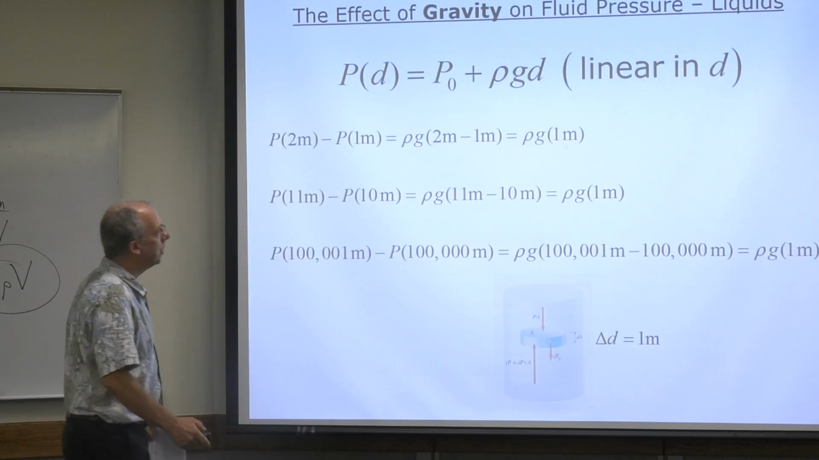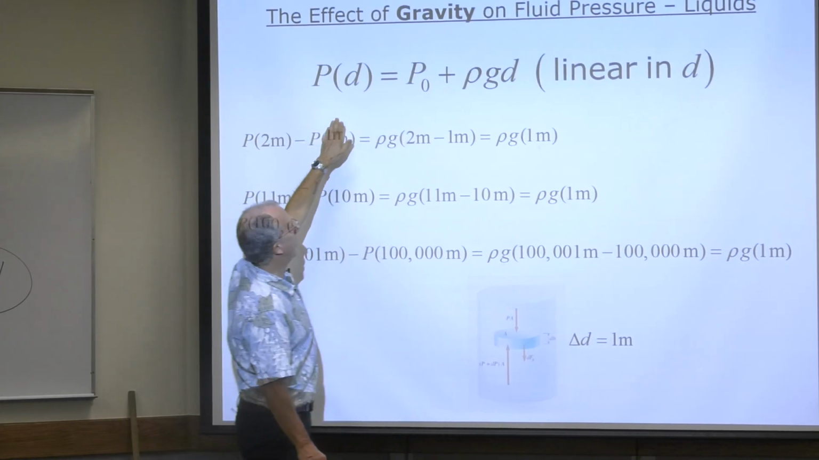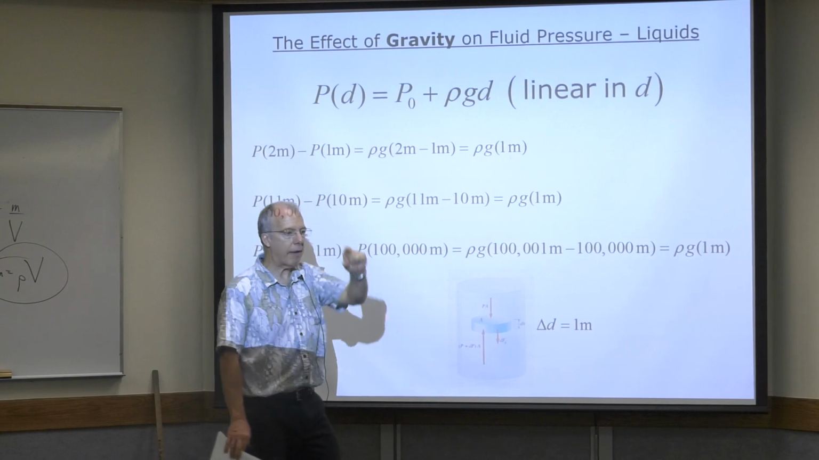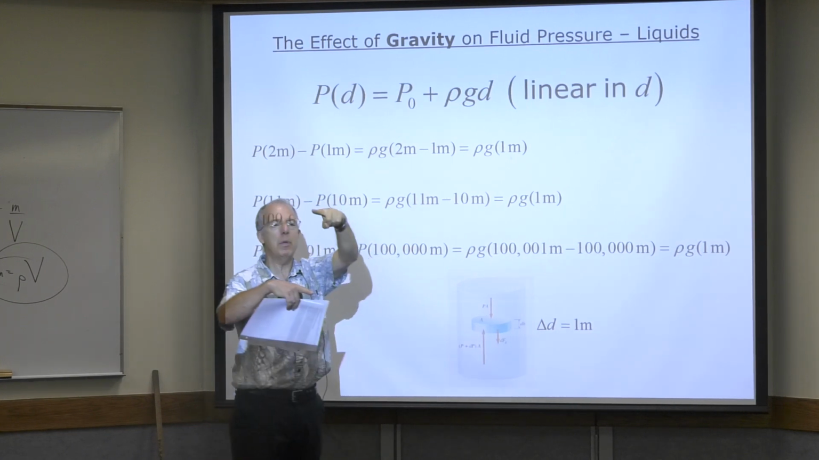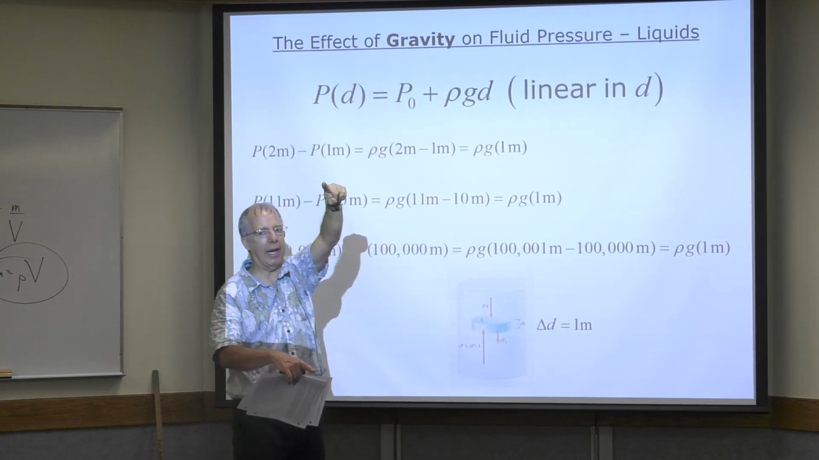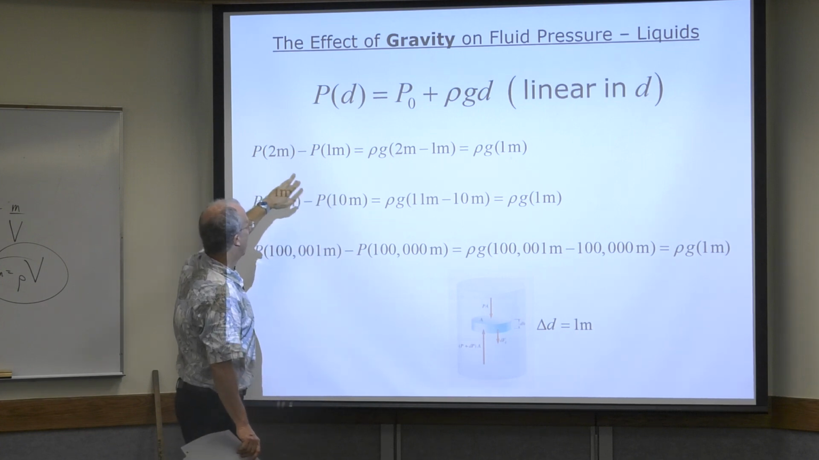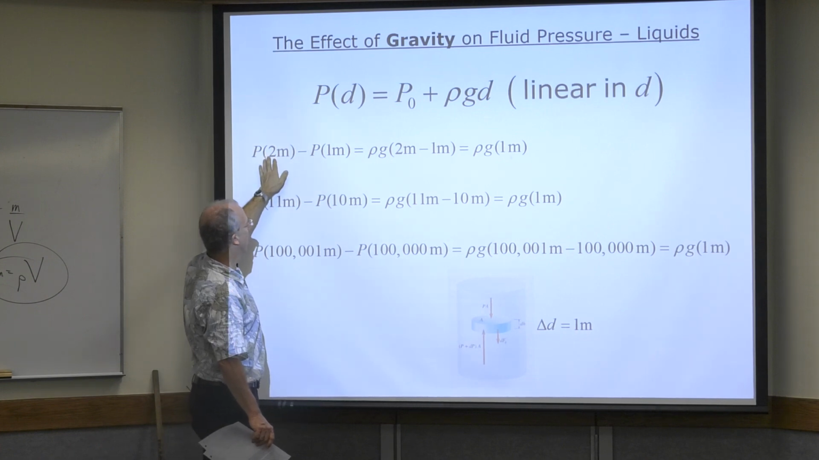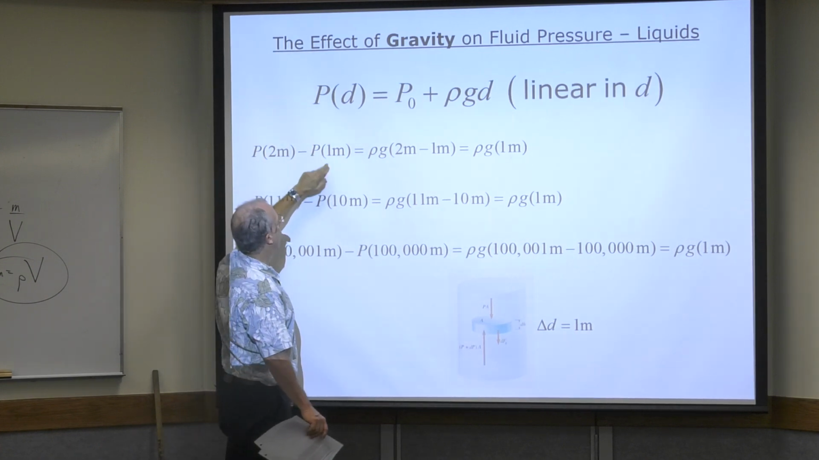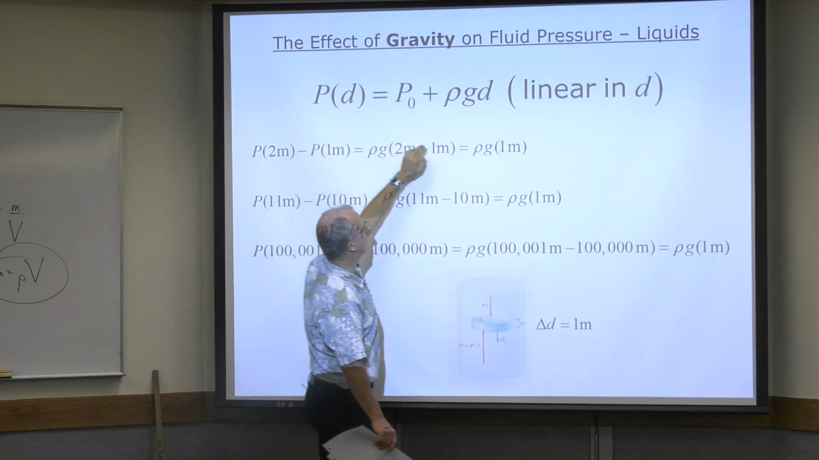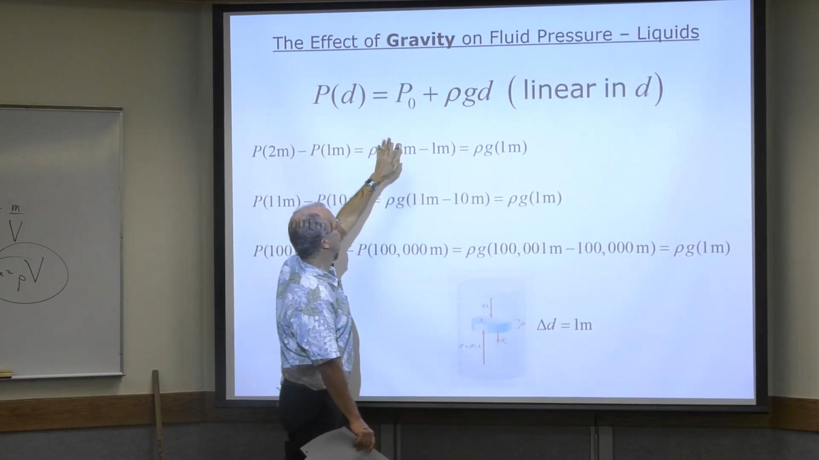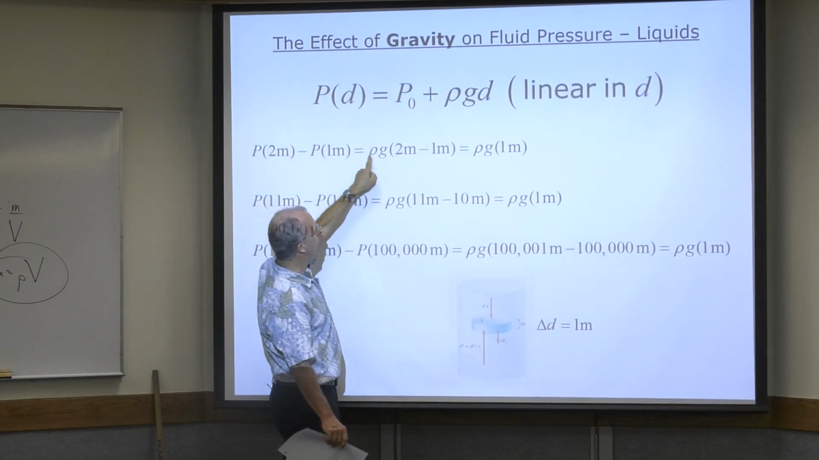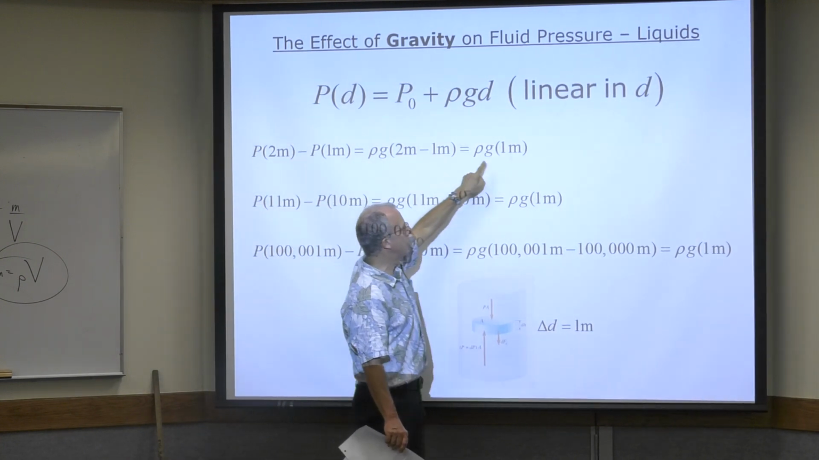But we also learned that the pressure is linearly dependent on the depth. So let's say we have an object that's a meter high. We want to calculate the pressure at 2 meters compared to 1 meter. You're just going to put in 2 meters and then 1 meter and subtract. So the P zeros go away. The pressure at 2 meters minus the pressure at 1 meter is just rho g times 2 meters minus 1 meter, which is just rho g times 1 meter.